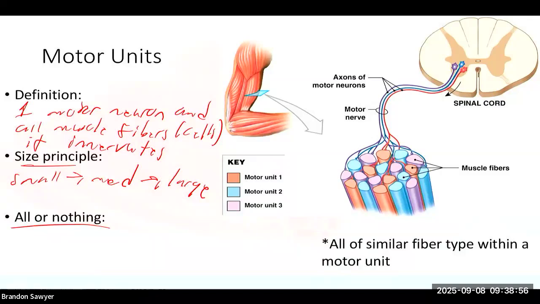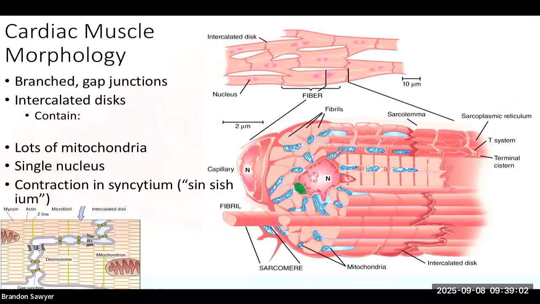Questions on that? Other questions? Okay, let's move on to the other two types of muscle cells. Let's talk about cardiac myofibrils or cardiac muscle cells.